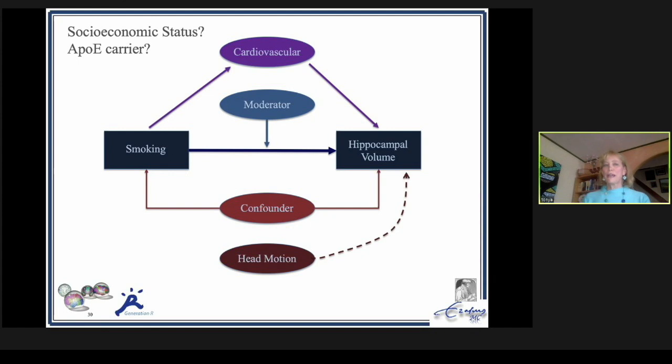What about socioeconomic status? Socioeconomic status could potentially affect hippocampal volume, and people from lower SES tend to smoke more, so SES would be more likely to be considered a confounder.